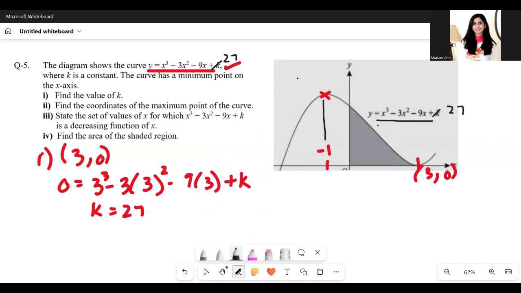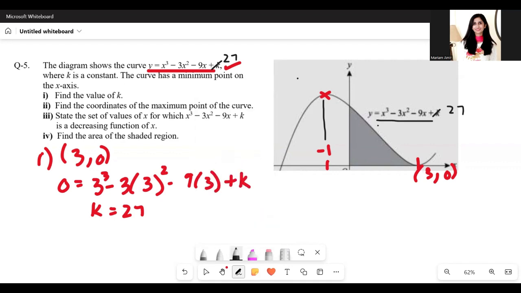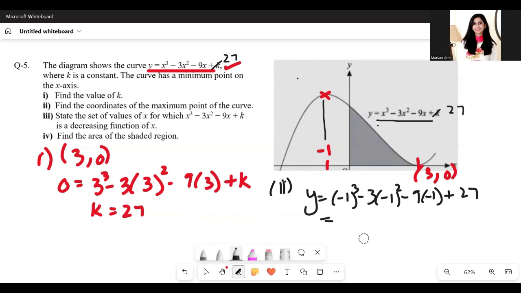So for part 2, we need to find the value of y. We know x is minus 1, so y equals minus 1 cubed minus 3 times minus 1 squared minus 9 times minus 1 plus 27. This gives y equals 32. So the coordinates of the maximum point are negative 1, 32.